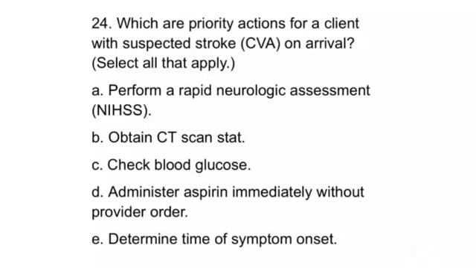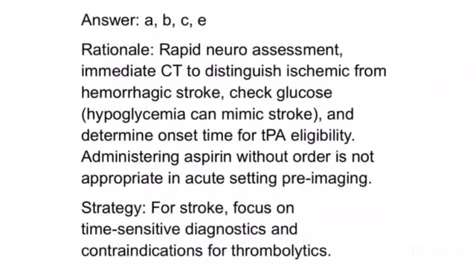24. Which are priority actions for a client with suspected stroke, CVA, on arrival? Select all that apply. A. Perform a rapid neurologic assessment, NIHSS. B. Obtain CT scan stat. C. Check blood glucose. D. Administer aspirin immediately without provider order. E. Determine time of symptom onset. Answer: A, B, C, E.